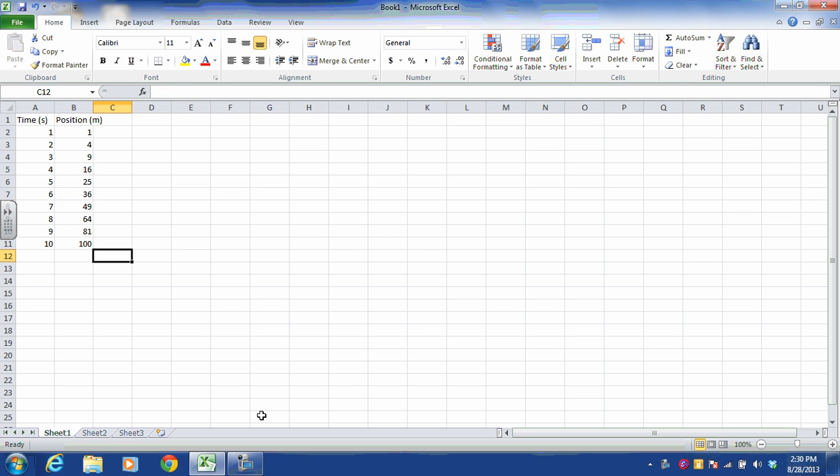Now, if you look on the Excel spreadsheet in front of you, you'll notice that we have two columns. The numbers on the left column are designed to be on the x-axis of the graph, and the numbers on the right, the position, is designed to be on the y-axis of the graph. Notice the titles are very important. You'll notice they're both capitalized, and you'll notice the units, seconds and meters, are next to each. Now we need to make this look more professional.